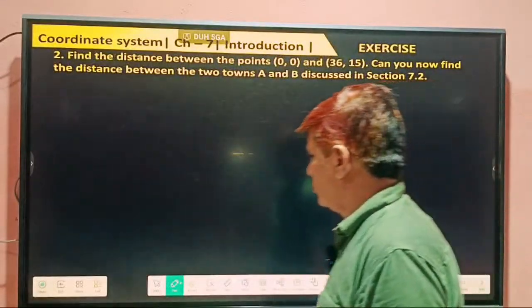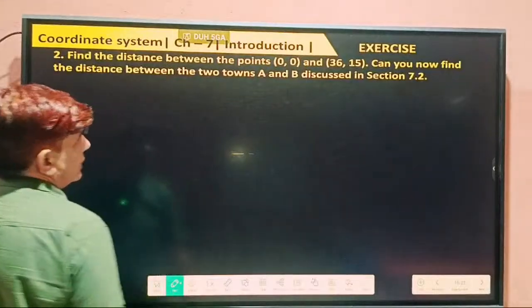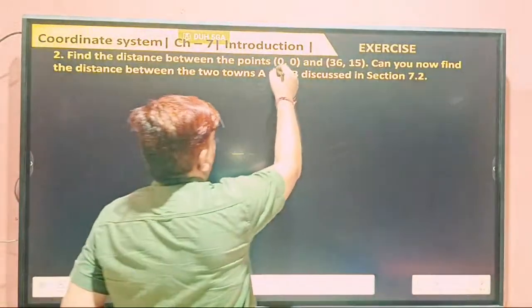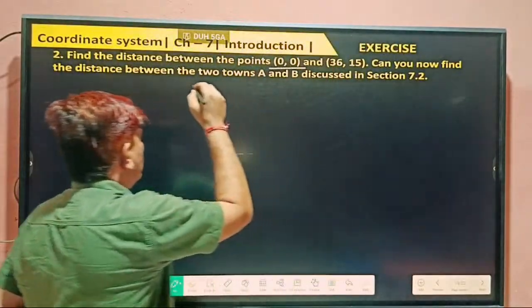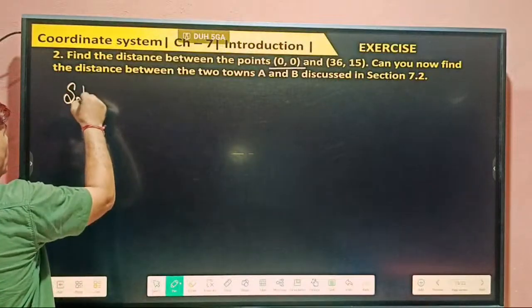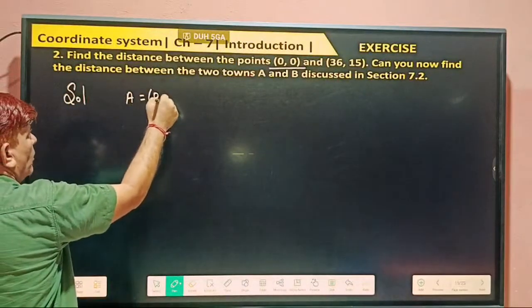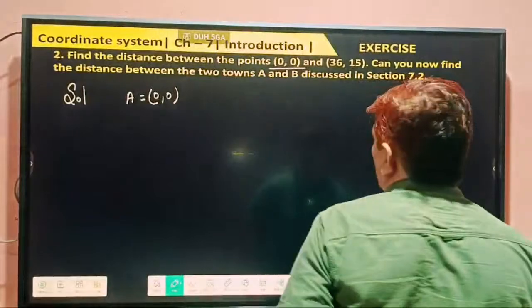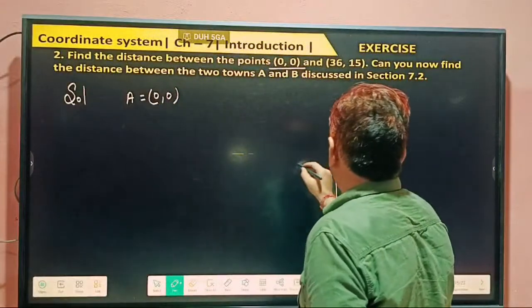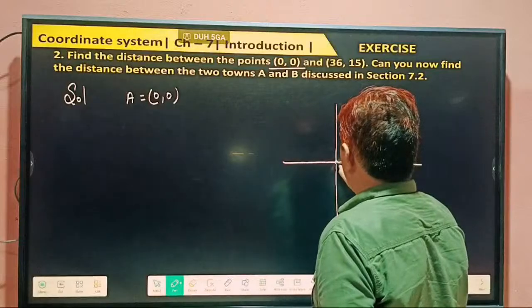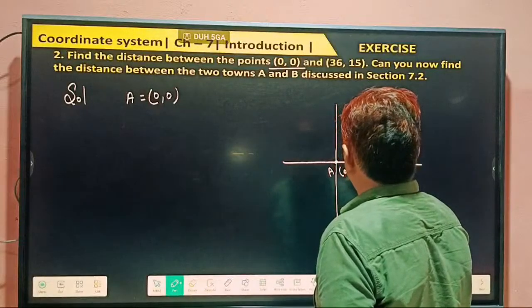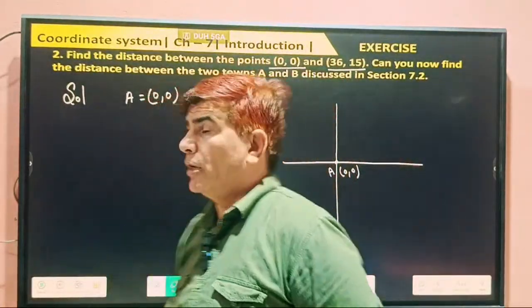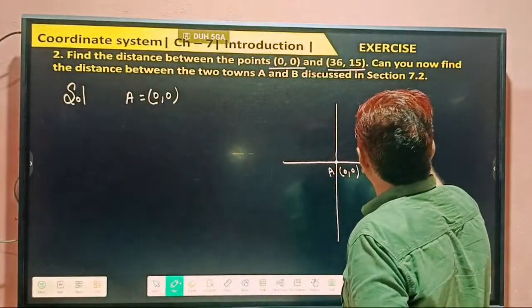Now question number 2 from the exercise, which is exercise 7.1. Find the distance between this point and this point. You have to find out. So we can say let A equal to this. A's coordinates are 0 and 0. So lying where? On the origin, this point is A here, whose coordinates are 0 and 0. And these both are positive. If both are positive, lying in which quadrant? First quadrant. So lying anywhere like this.